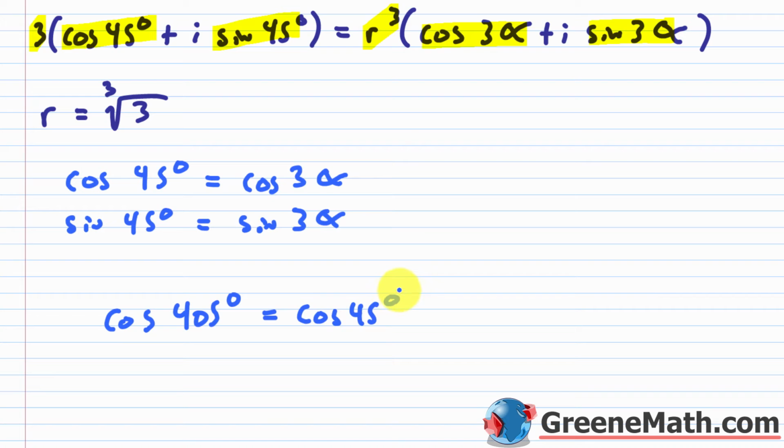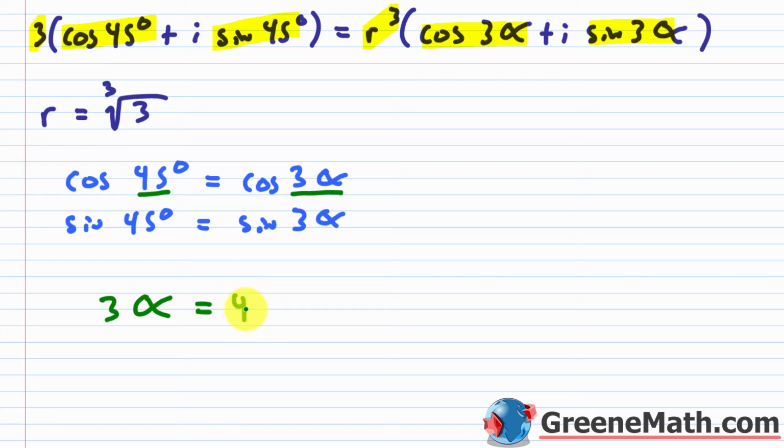And you can pause the video and punch into your calculator. You should know that those are equal. It's also equal to the cosine of negative 315 degrees, okay, if you wanted to do it that way. Okay, so knowing this fact, what we could do is set 3 times alpha equal to this 45 degrees, plus 360 degrees times some integer k, okay?